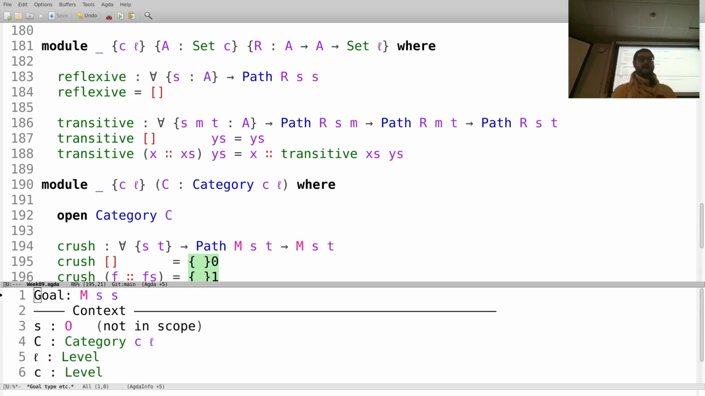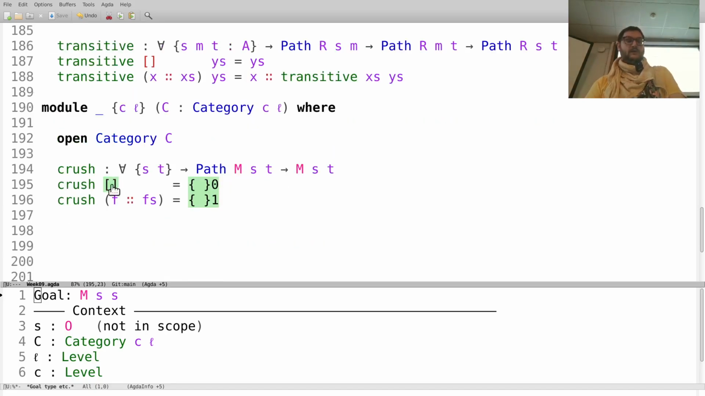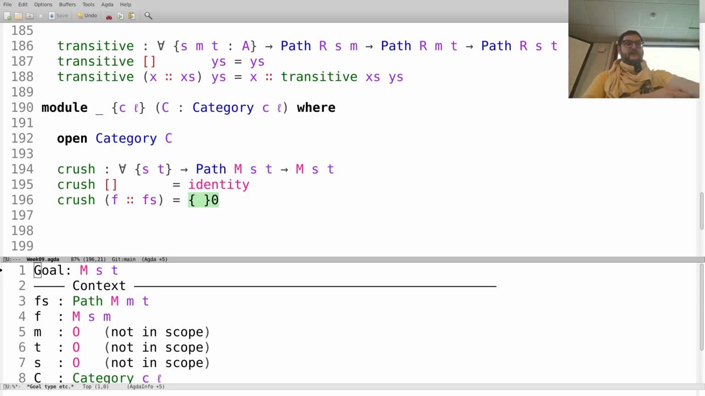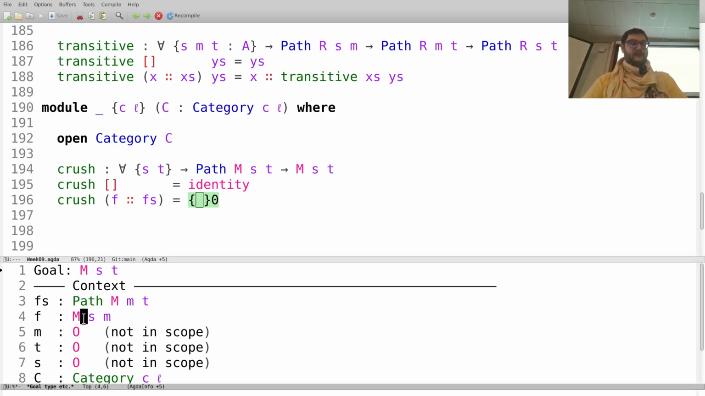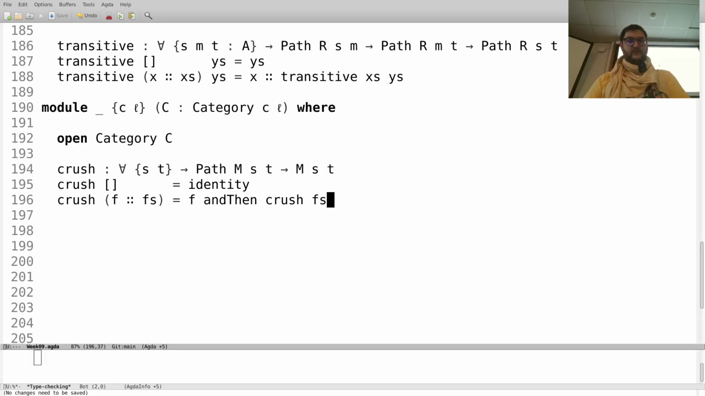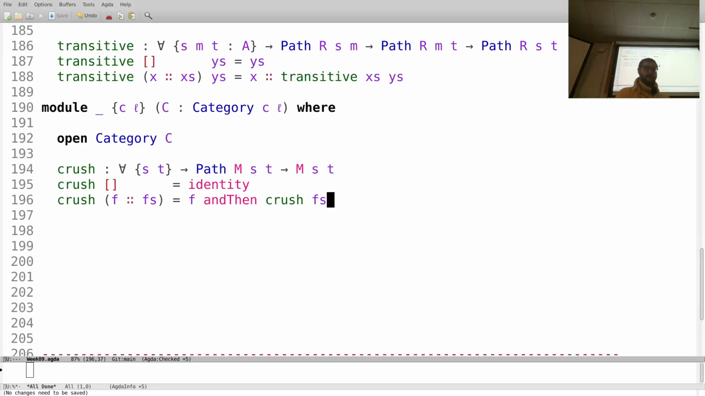So when we want to give a meaning, in a sense, to the empty path, we need to build a morphism from S to itself. And of course, we have the identity at every single object in the category that we can readily use. And then if we have a first step, which is a first morphism from S to M, and a further list of paths, well, we can just compose them. So that was F and then crush F's. And we got our hands on this thing.